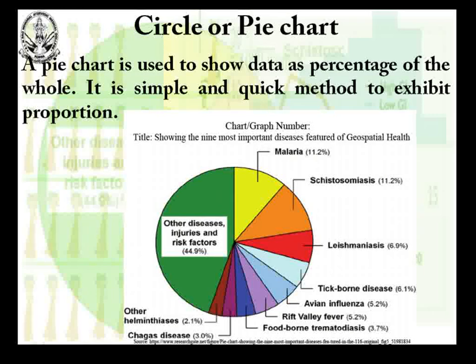You can see in the example, in the same way, chart and graph number, then title showing the 9 most important diseases featured of geospatial health. You can see that the maximum is over here with other diseases, injuries and risk factors, that's 44.9%. Other than that, malaria and schistosomiasis 11.2% each, and then other diseases according to the proportions are mentioned.